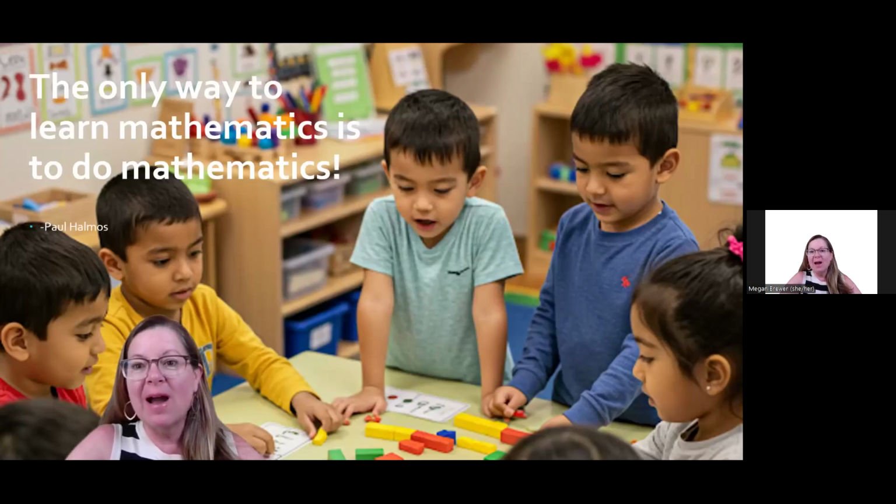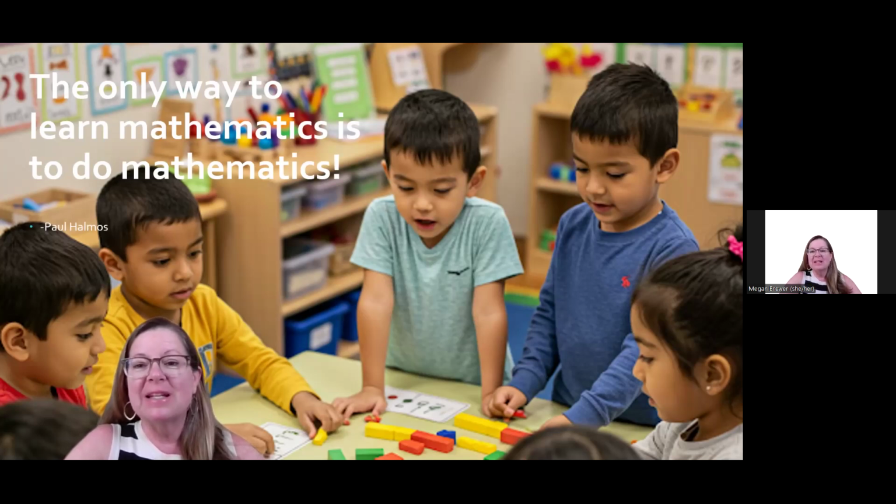Let's talk about why we should provide math tools for our students. We agree with this quote from Paul Halmos: "The only way to learn mathematics is to do mathematics." We believe that providing math tools for students to use in math class offers a wide range of benefits, transforming abstract mathematical concepts into concrete, understandable experiences.